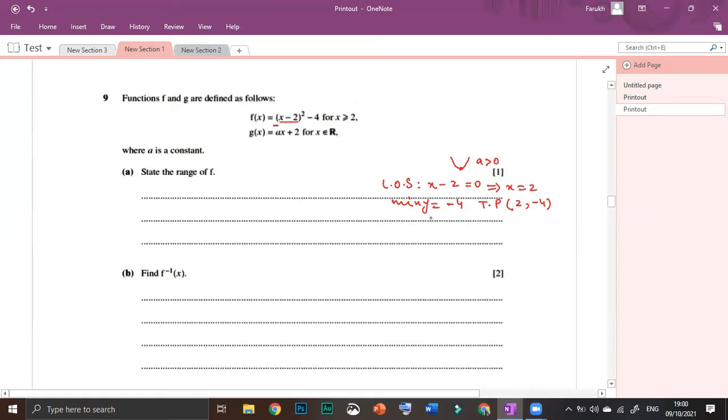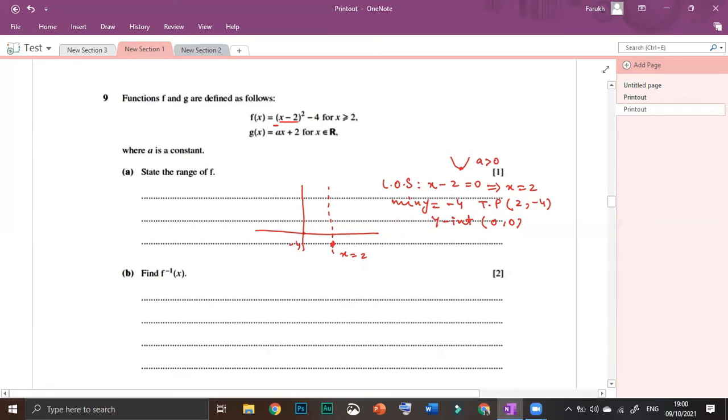So the y-intercept of this one is, put x is equal to 0. We will get 0 as the value of y. Now we will sketch this one. First of all, we will draw the line of symmetry. X is equal to 2. Now we will draw the turning point 2 minus 4. This one is 2 minus 4.